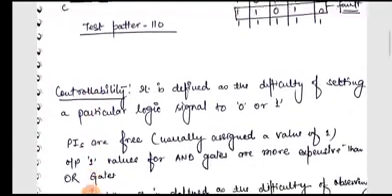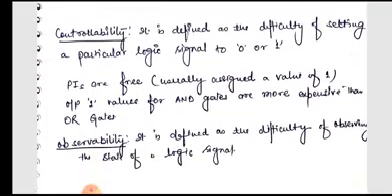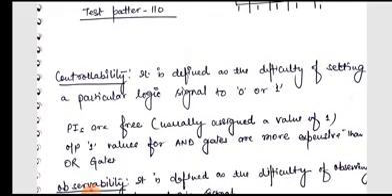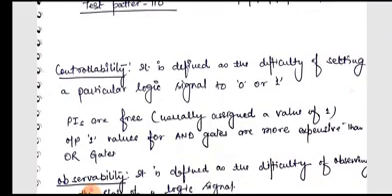Okay, so now we have the next topic, that is controllability and observability. Controllability is defined as the difficulty of setting a particular logic signal to 0 or 1. When we put the value of stuck at 0 or stuck at 1, if there is no control of that particular input or output, we can say that there is a difficulty in setting the logic signal to 0 or 1.